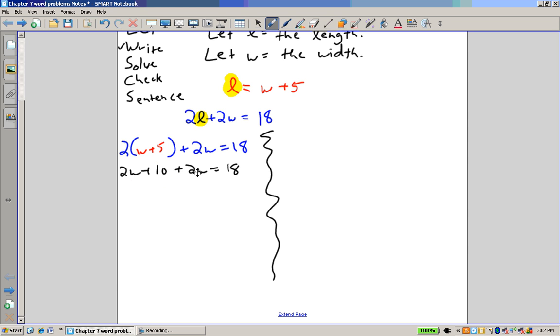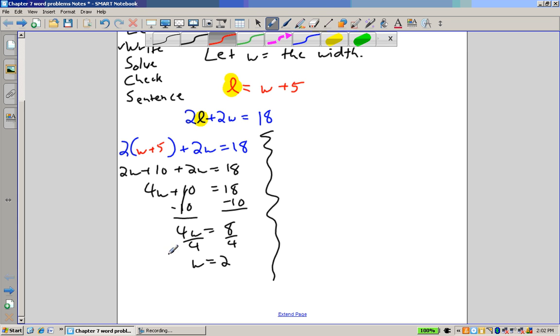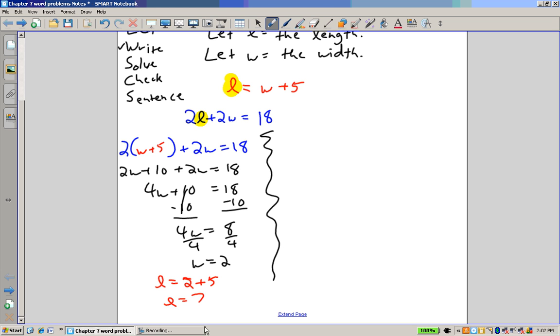First distribute, then combine all of your like terms. Please remember key change or you get burned. Then get all your variables onto the same side. First addition or subtraction, then multiply, divide. And so we have W. We can plug it back into the red one. L equals, well, if W is 2, this would be 2 plus 5, or L equals 7. So that way we have both variables.